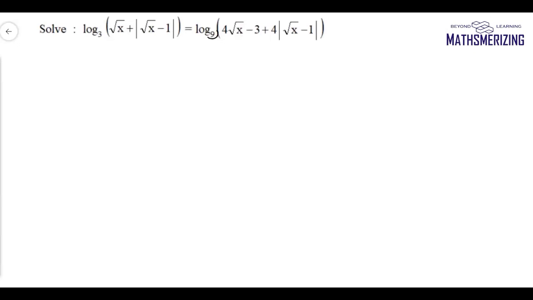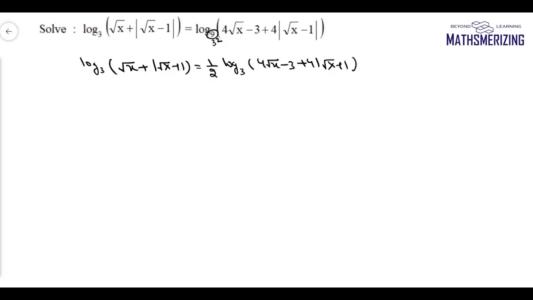So first what I'll do is I'll write this base 9 as 3 squared, and then I'll use the property of the base. If I take this 2 out, then it'll be 1 by 2. So I can write log under root x plus mod of under root x minus 1 is equal to 1 by 2 log to the base 3 of 4 under root x minus 3 plus 4 mod of under root x minus 1.